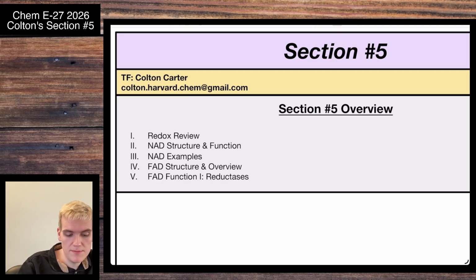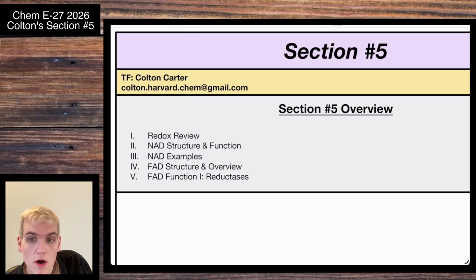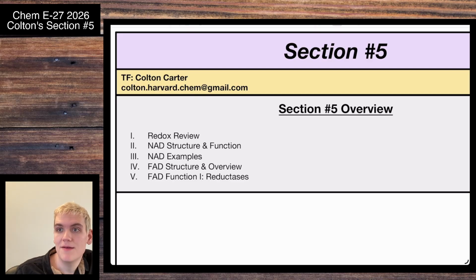So these were our main players in organic chemistry, like lab organic chemistry. And in biochemistry, Chem 27, our main players that are doing redox are NAD and FAD. And so we will get into that with the sections today, and also I believe in the next lecture we're going to be doing more with FAD.